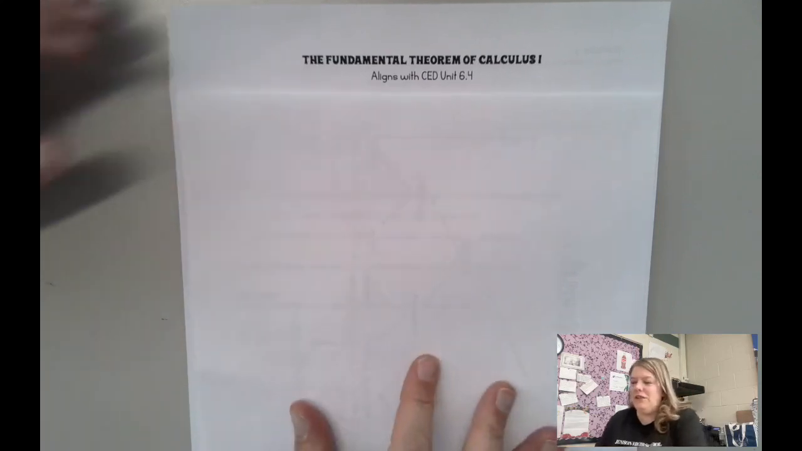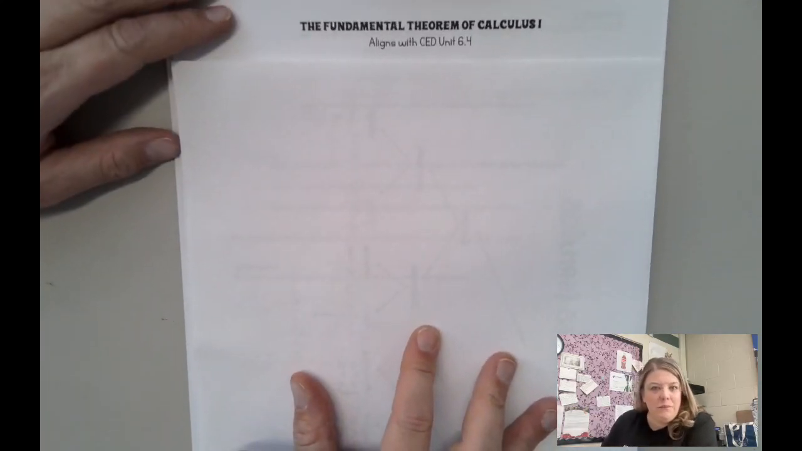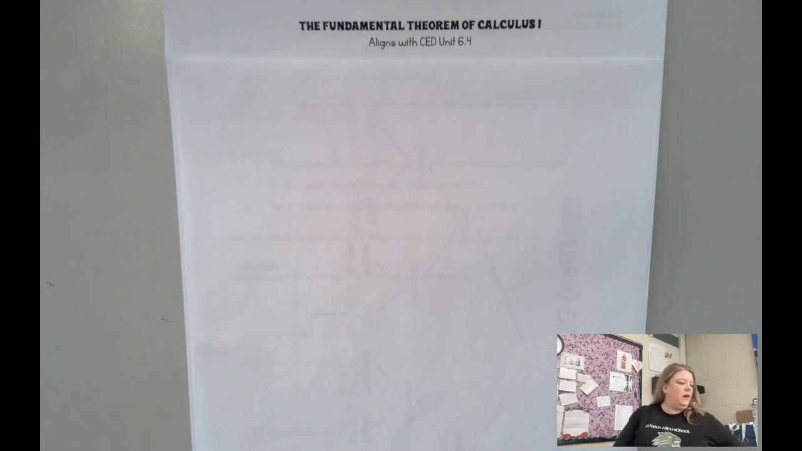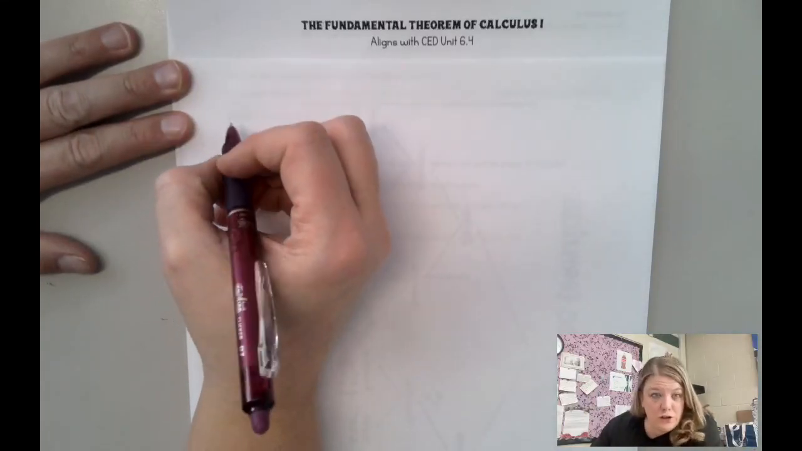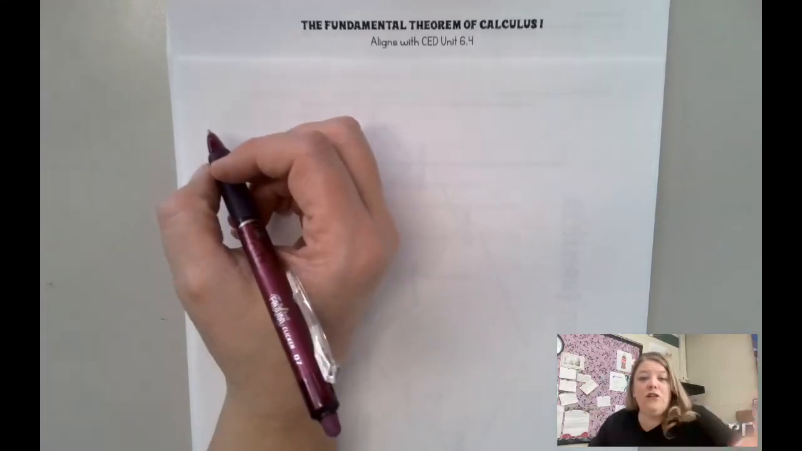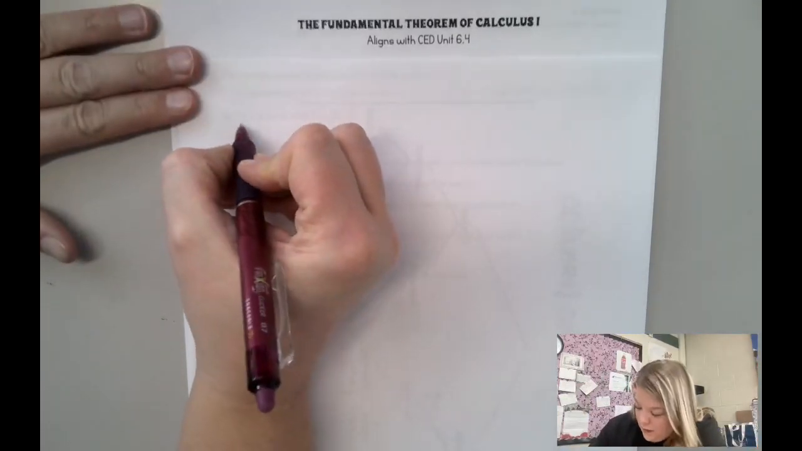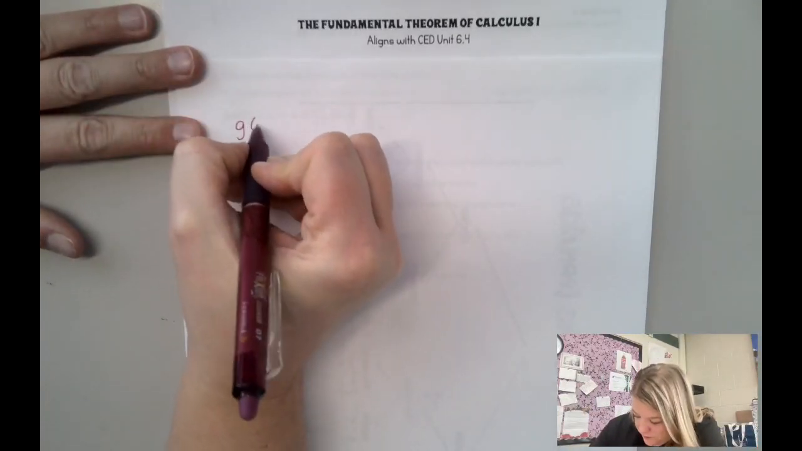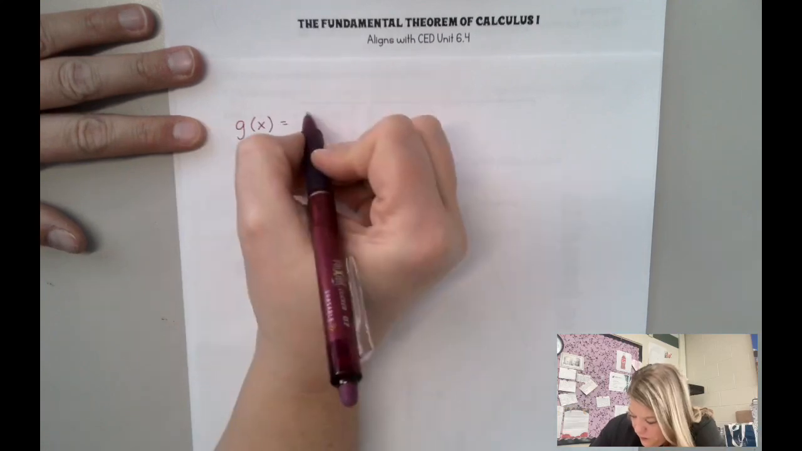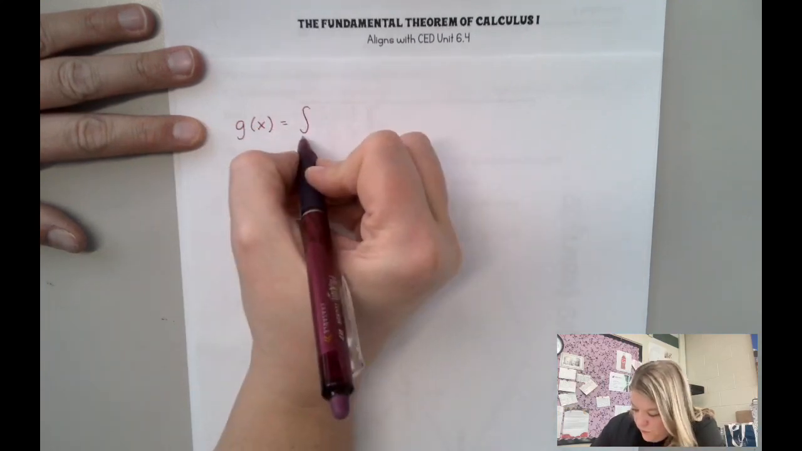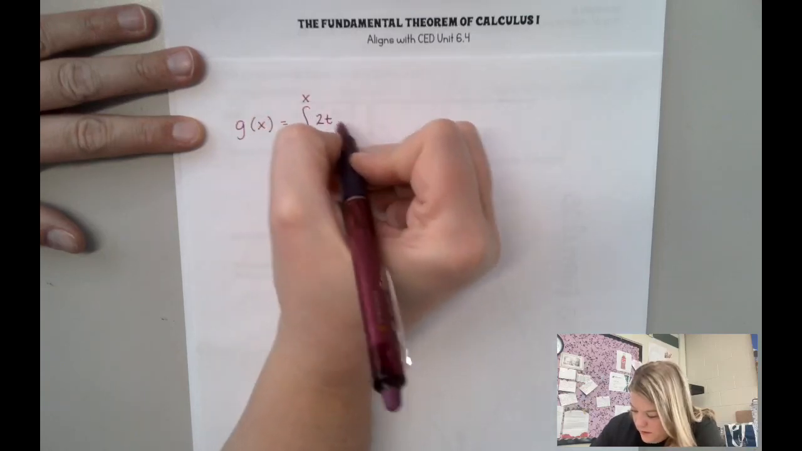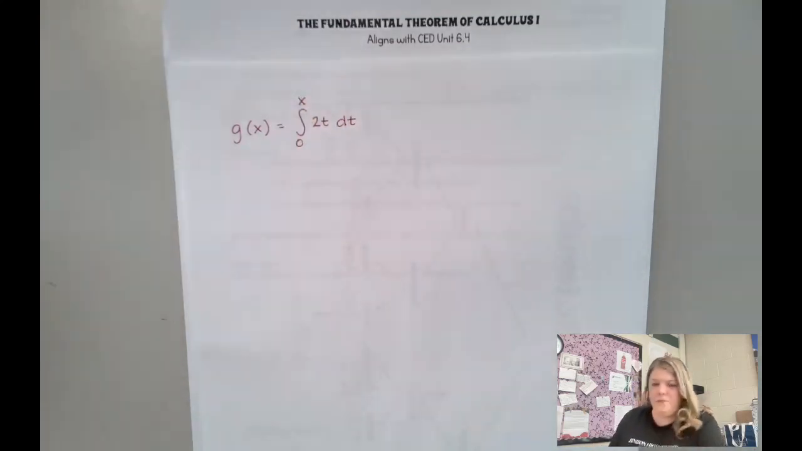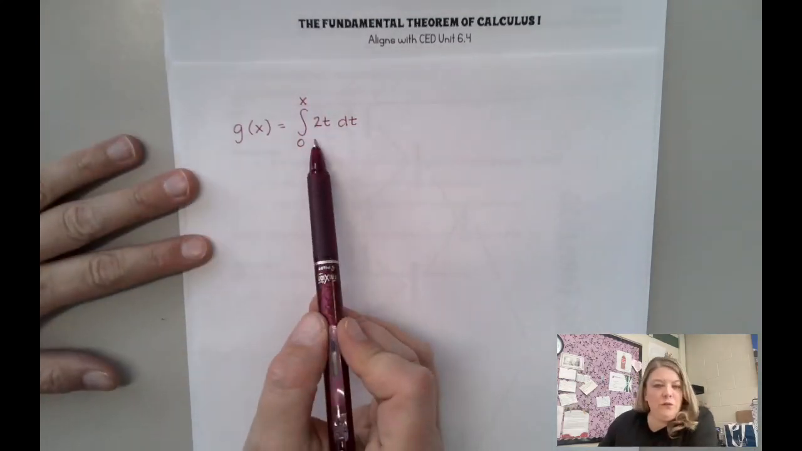But before we dive into the actual wording of the theorem or any examples, I want to just do a quick example with you. Okay? So I'm going to do what's called an integral function. I'm going to define a function using an integral. So I'm going to say that g of x is equal to the integral from 0 to x of 2t dt. And so what I'm doing here, we're familiar with this notation.